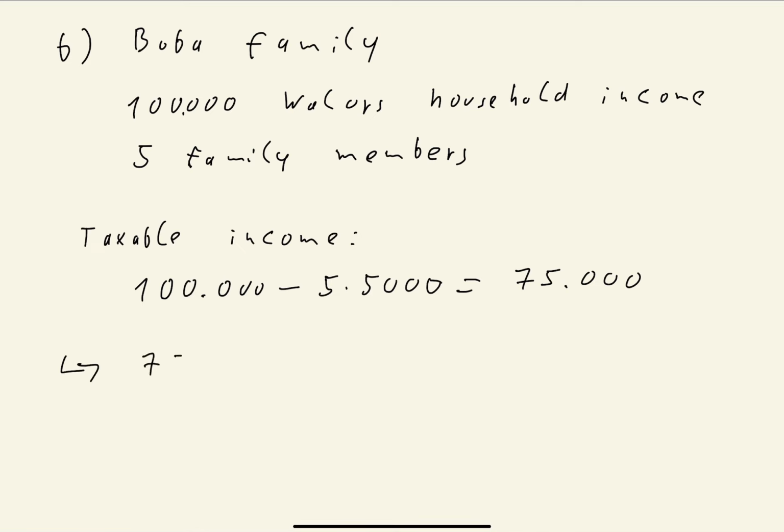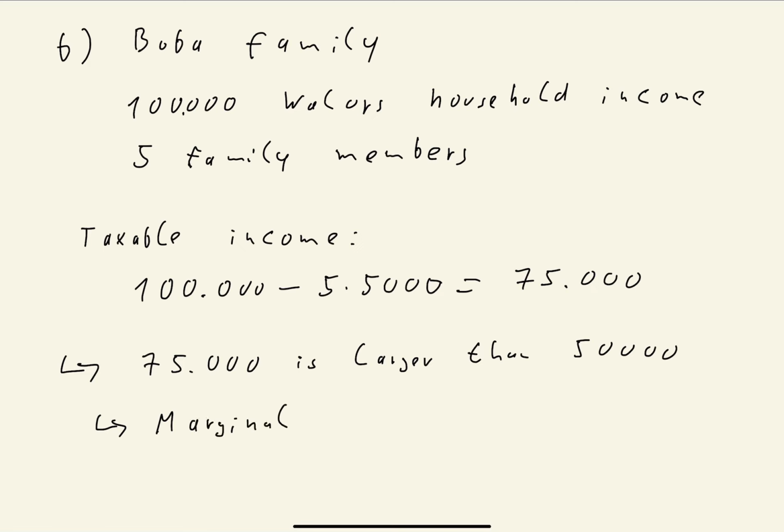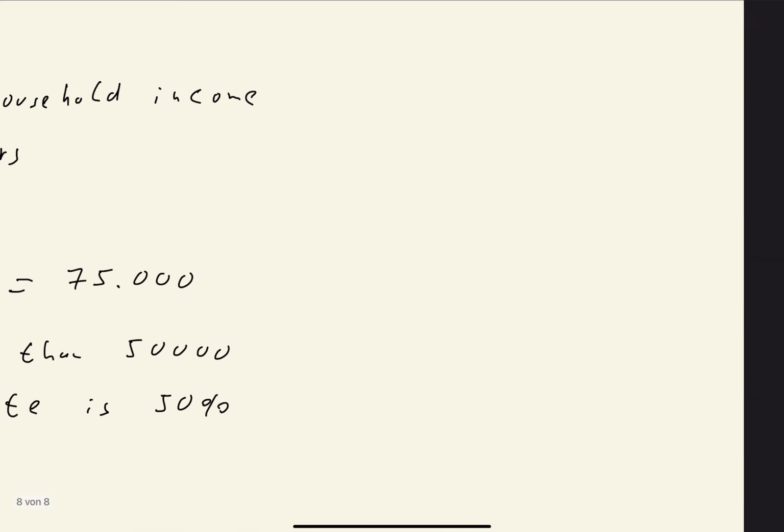So 75,000 is larger than 50,000. Therefore, the marginal tax rate will be 50%. And then we go on to calculate the average tax rate as we did in the sub exercise before.